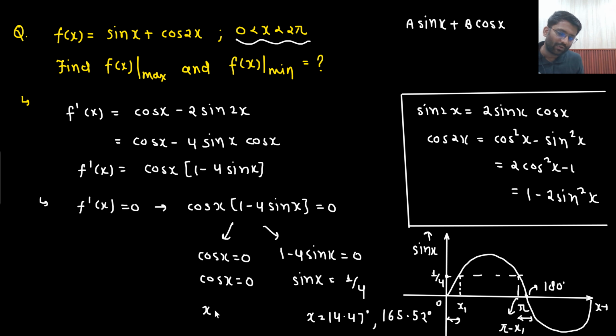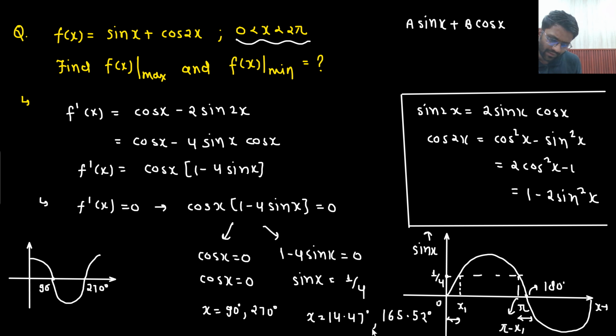And from here, what about cos? When does cos become 0? The cosine graph you already know. This is 90, this is 270. So it will become 0 at 90 degree and 270 degree. So 90, 270, 14.47, 165.52: these are the angles which we need to care about.